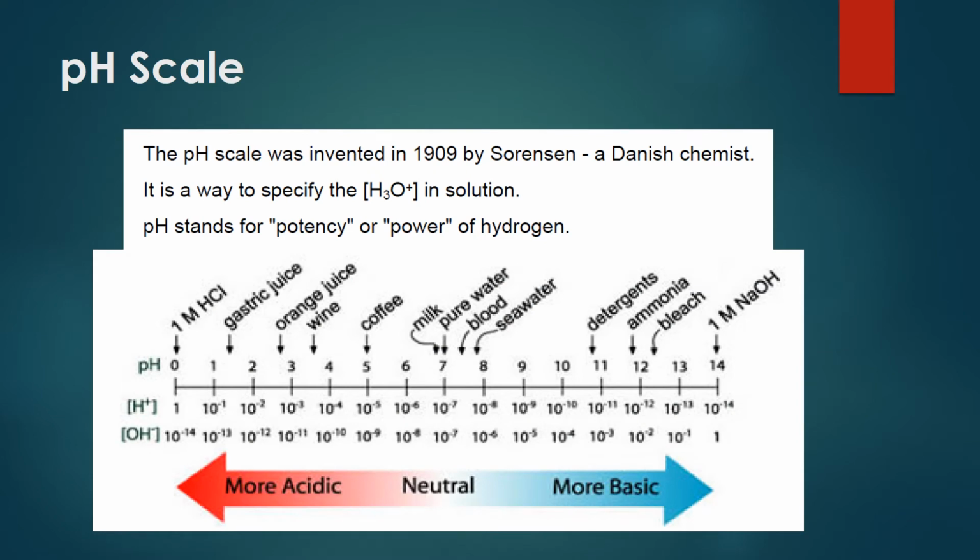So first, before we get into more calculations, we're going to take a look at the pH scale. The pH scale we've been using for about the past 110 years. Sorensen, a Danish chemist, was the one that invented the pH scale or started using it more frequently. This is a way to specify the concentration of hydronium in a solution. And pH stands for the power or potency of hydrogen.